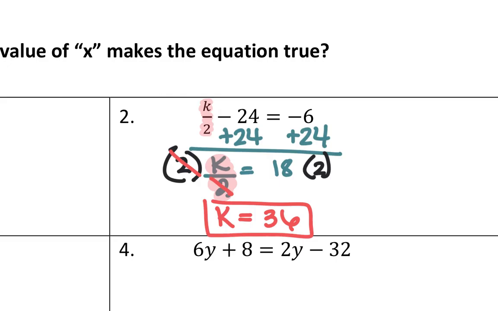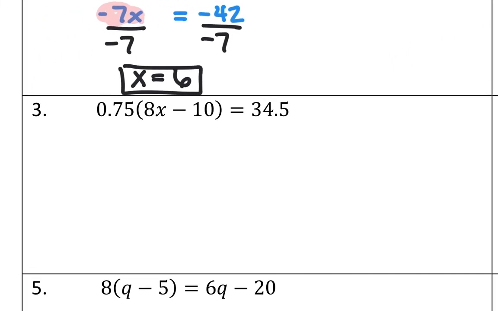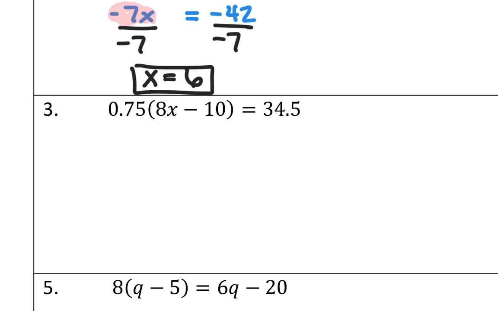All right, so the first one didn't have a fraction, the second one did. Number 3 has the parentheses, and we practice a lot of these. So remember, anytime you have a number in front of your parentheses, we have to distribute. So you have to multiply 0.75 times 8. 0.75 times 8 is 6x. 0.75 times negative 10 is going to give me a negative 7.5. We're going to bring down the 34.5.